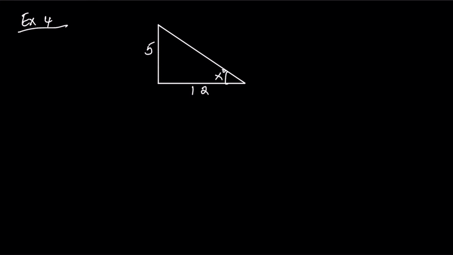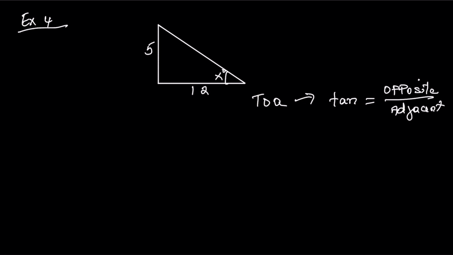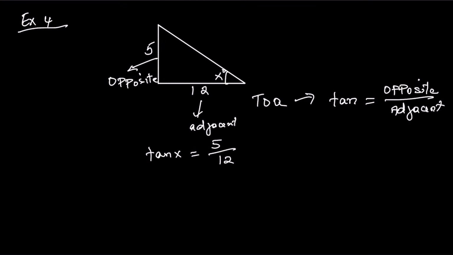Example 4. We know the opposite side and the adjacent side. The opposite side is 5, the adjacent side is 12. We use TOA, which means tangent equals opposite over adjacent. We write tangent of x equals 5 divided by 12.